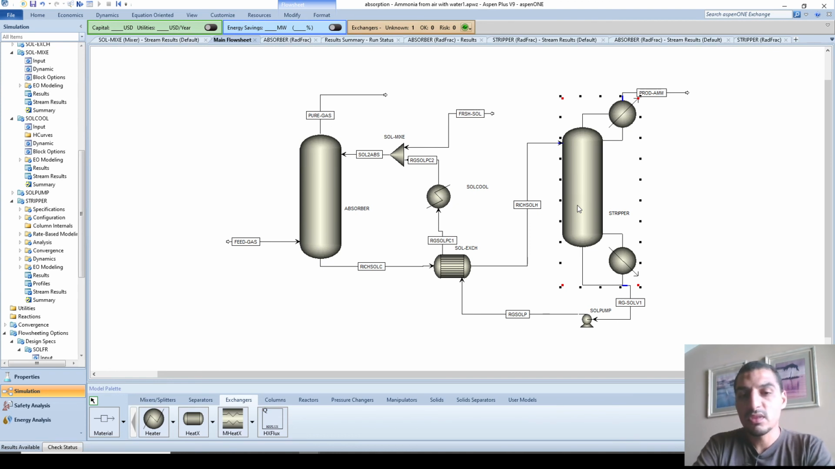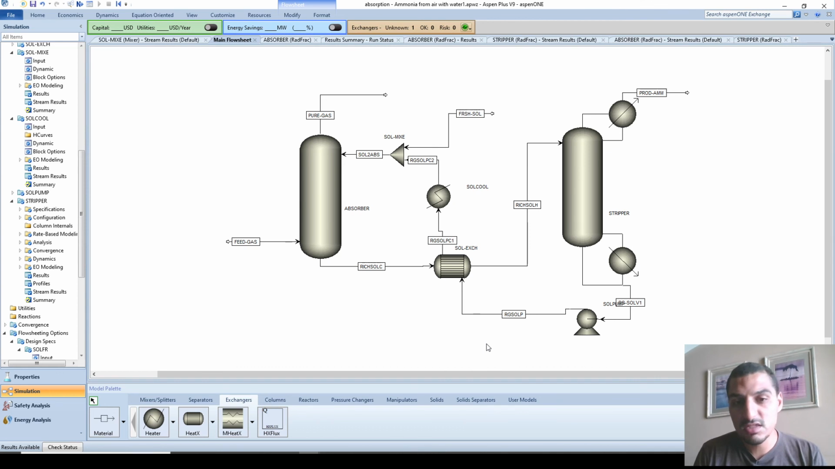But anyways, I believe this tutorial was helpful because you see now how the flow sheet shape changed from what it used to be before to now. Instead of having two columns, we added a mixer, we added two heat exchangers, or a cooler and heat exchanger, and a pump. So this is all done to make the recycle process successful.